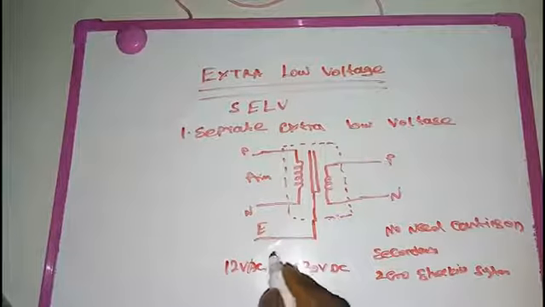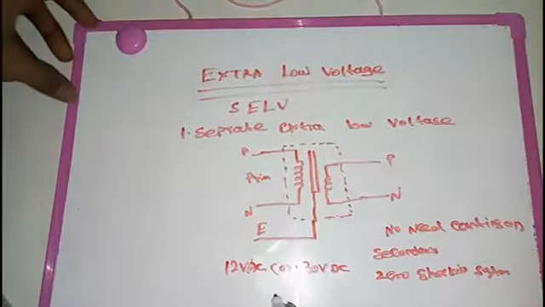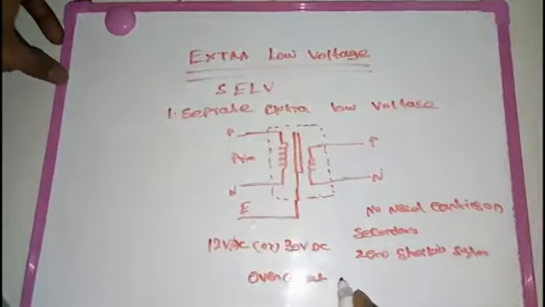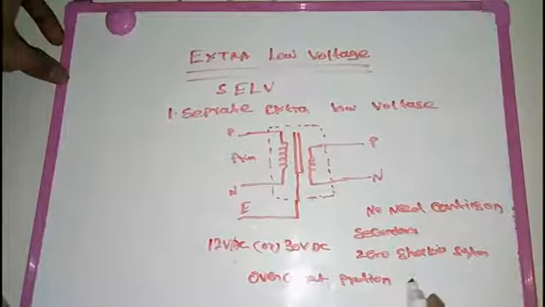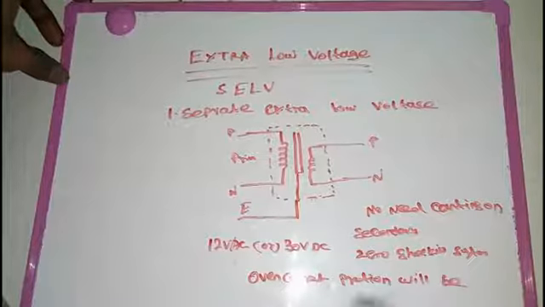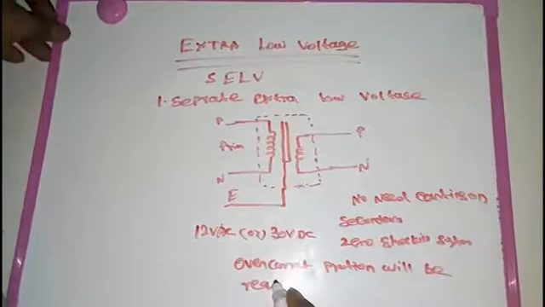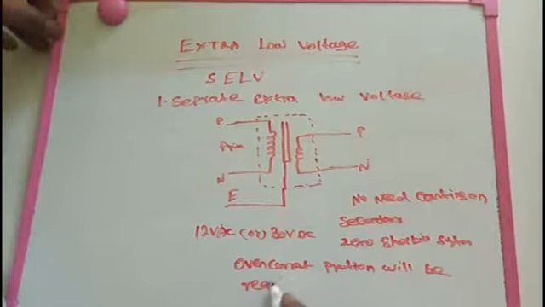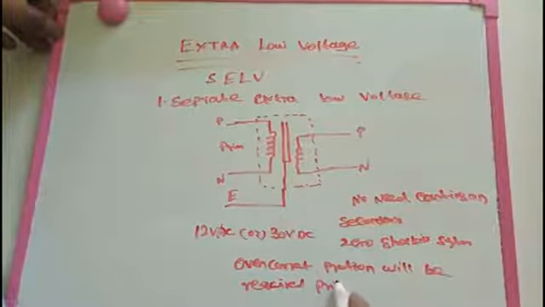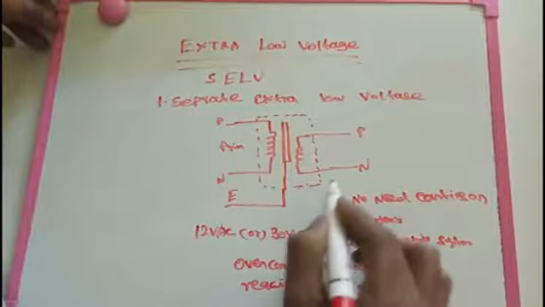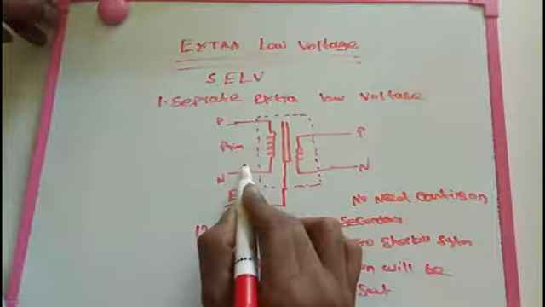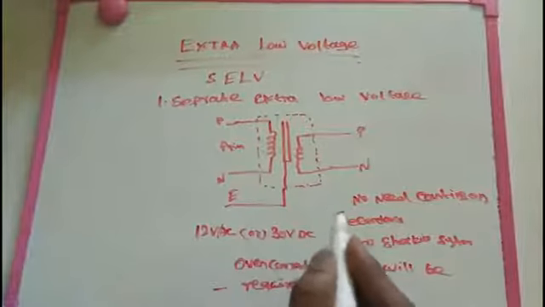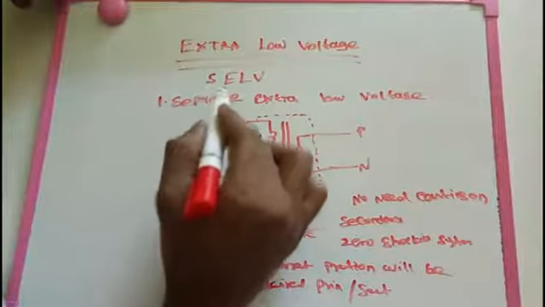And then here we need another provision for overcurrent protection. Overcurrent protection will be required on primary and secondary also. Because there is no earthing system, we need overcurrent protection on primary and secondary also. So this is a drawback of the SELV system. So that's all for the SELV system.